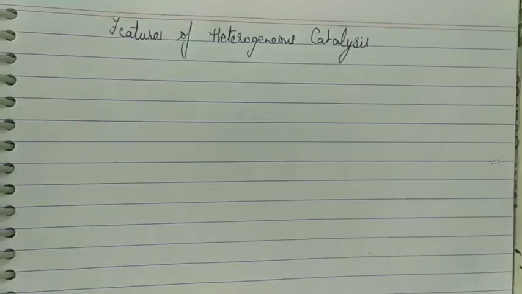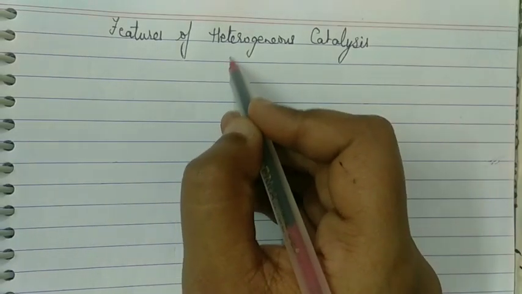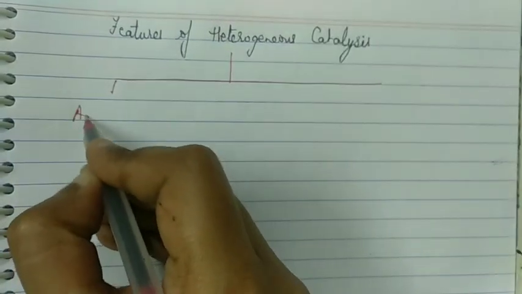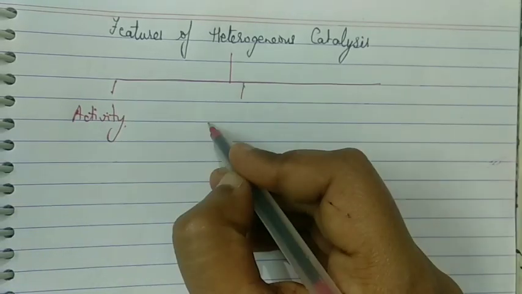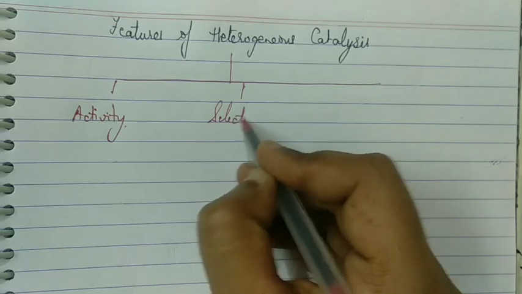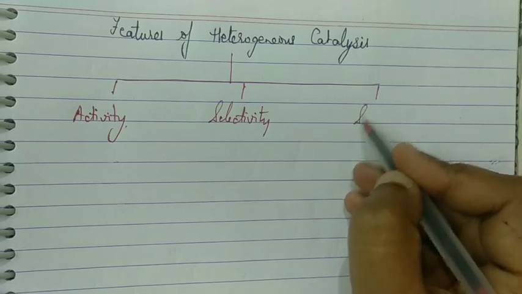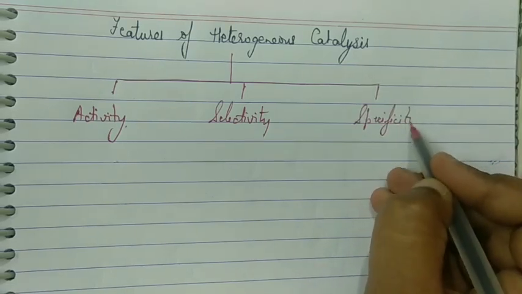Let us now study a few important features of heterogeneous catalysis. Under this, we will be studying three important features. The first one is activity. The second one is selectivity. And the third one is specificity.